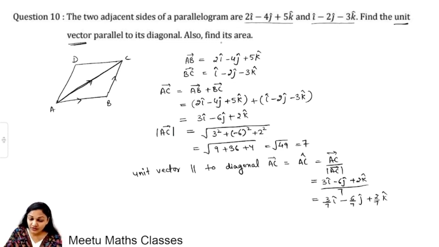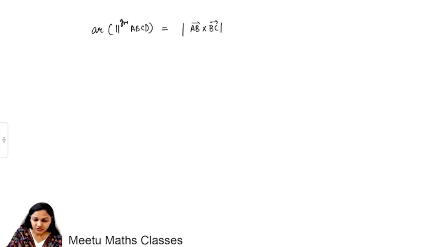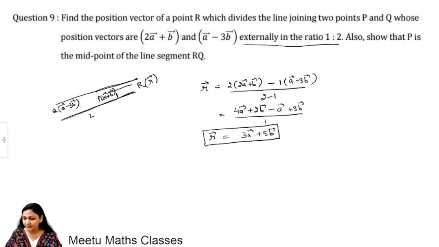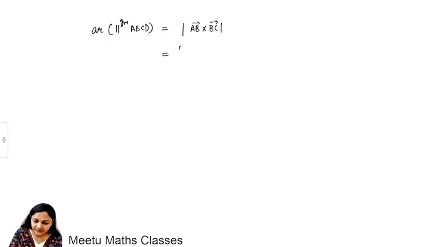We are also supposed to find the area of this parallelogram. To find the area of parallelogram ABCD, it is equal to the magnitude of the cross product of the two adjacent sides, AB cross BC. We take the cross product of both adjacent sides, and its magnitude will represent the area of the parallelogram. Now for AB cross BC, first of all find out AB cross BC.